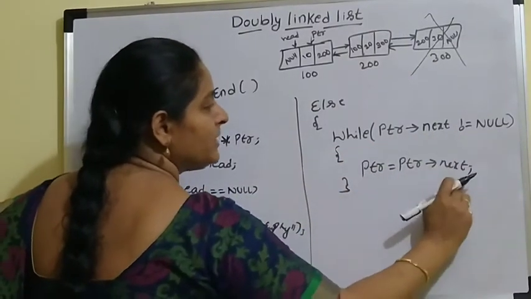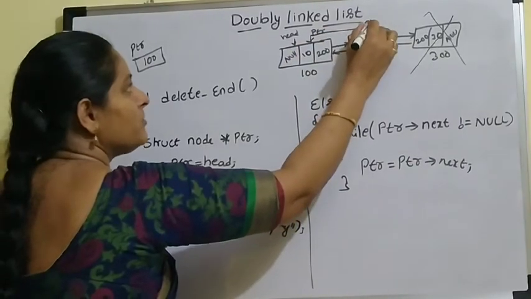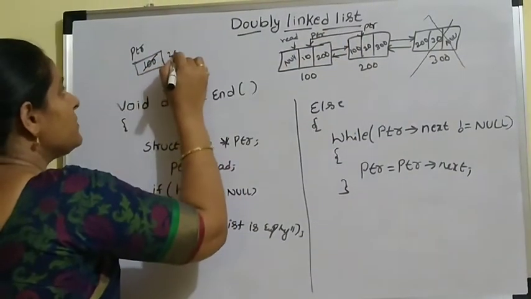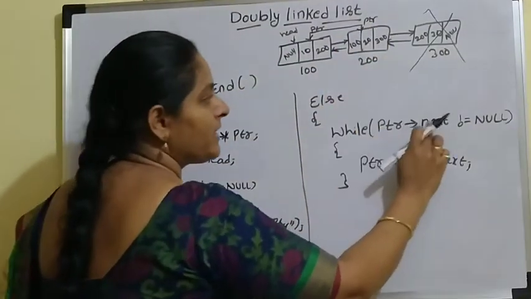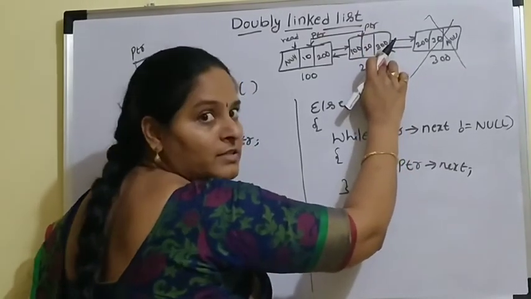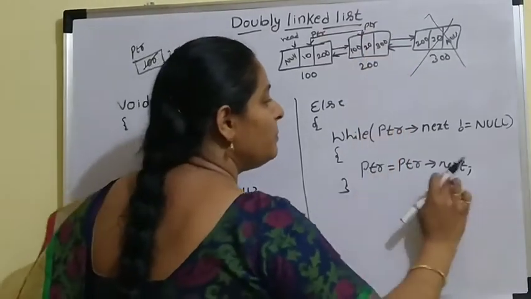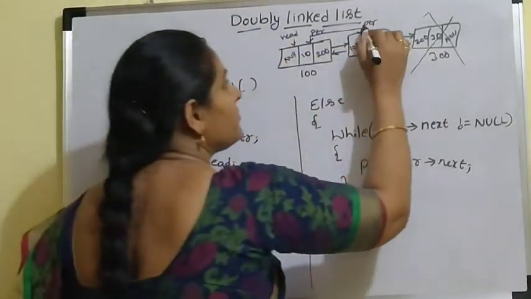So move PTR to the next node. That is, PTR moves to the 200 position. So this 100 is replaced with 200. Now PTR is at 200. Again compare PTR next null or not. Now PTR next is 300. It is not null. If it is not null, move PTR to the next position. So PTR moves to the 300 position.